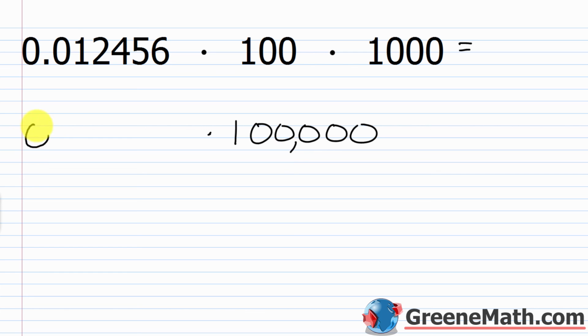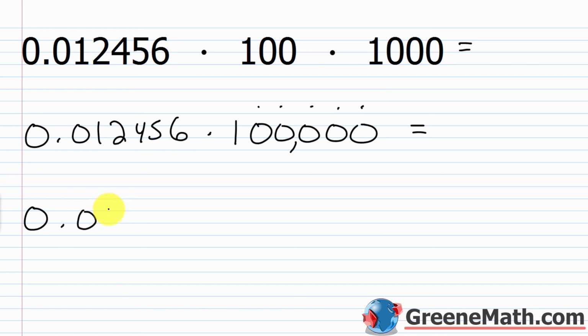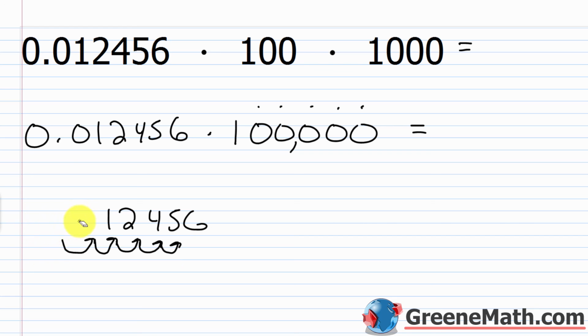So let me put this over here, 0.012456. And now to do this multiplication, all we need to do is move our decimal point 5 places to the right, because we have 1, 2, 3, 4, 5 zeros in this power of 10. So let me copy this number. We're going 1, 2, 3, 4, 5 places to the right. And I can delete this 0 and this 0. I don't need them anymore. They're not going to add value to the number. And so we would have 1,245.6.